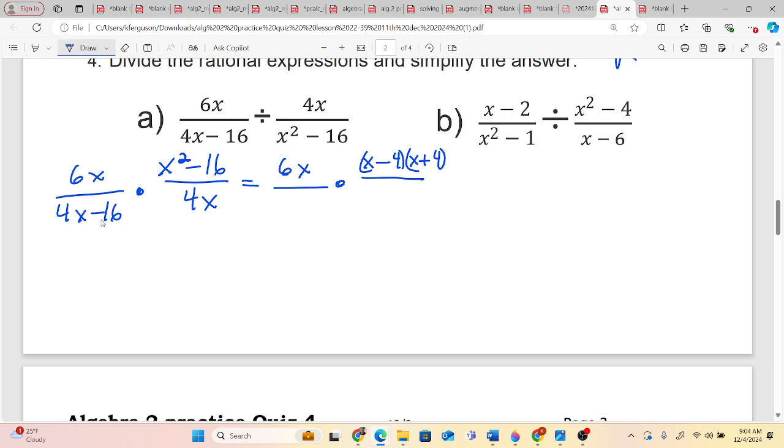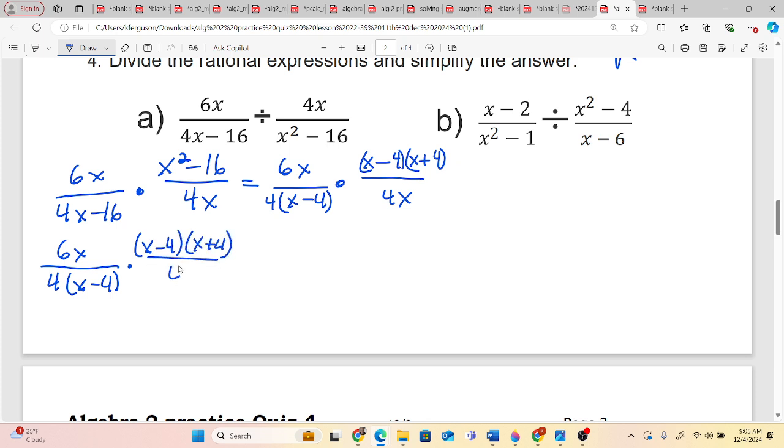And then I look down here, that is not the difference of squares, that is greatest common factor. So I'm going to factor out a 4. If I pull out a 4, I've got x minus 4, and then I've got 4x. So now I'm going to rewrite that: 6x over 4 times x minus 4 times x minus 4 times x plus 4, all over 4x.